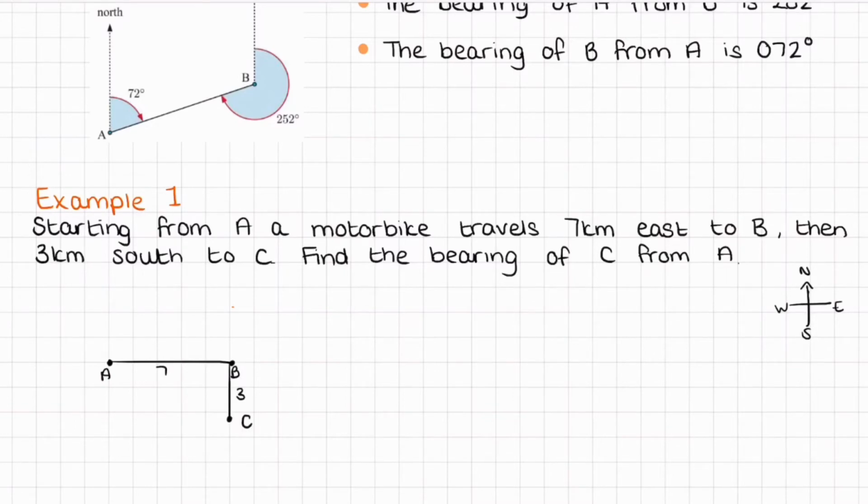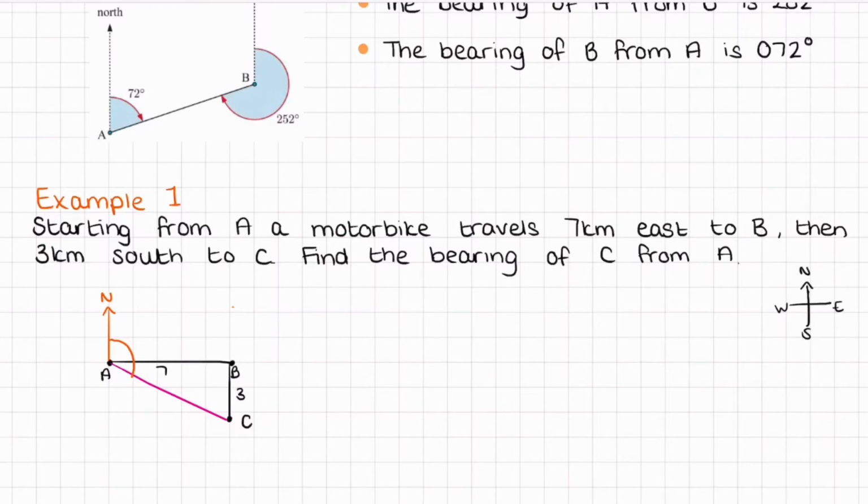So we want to find the bearing of C from A, which means we want the angle from A. So we need to draw a nice lovely north at A, because that's where we're going to measure our angle from. And we want the bearing of C from A. So we want to take the angle from that north down to a line that joins A and C. So what we need to do is join A and C together. So our angle is going to be from the north of A, and it's going to go all the way down to the line that joins A and C, like that.